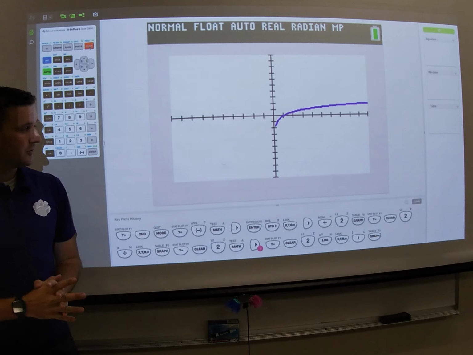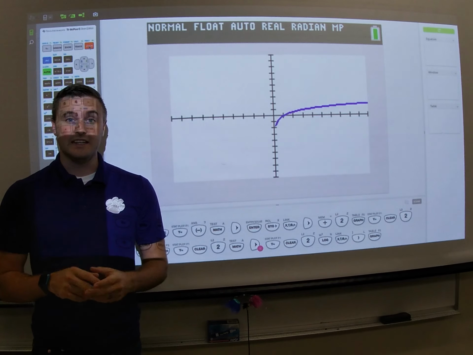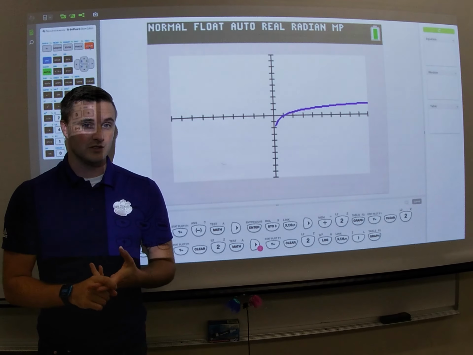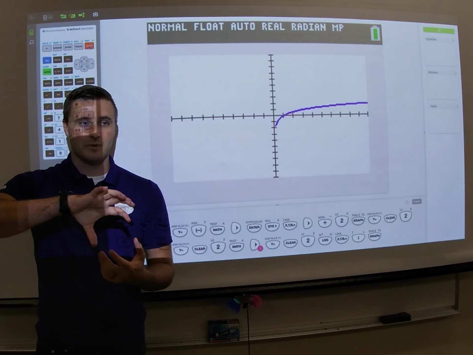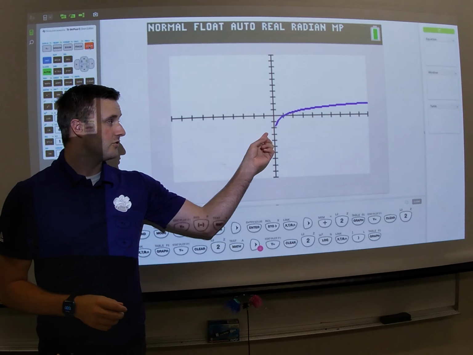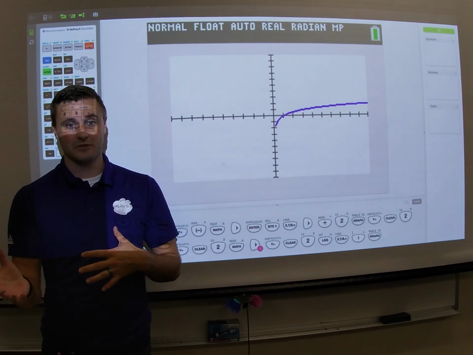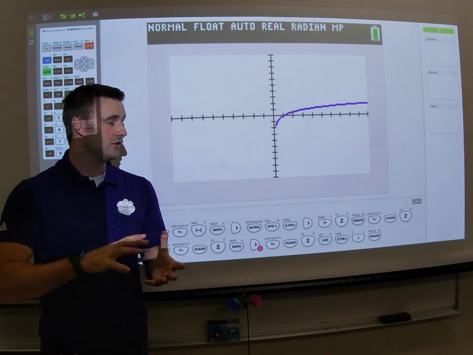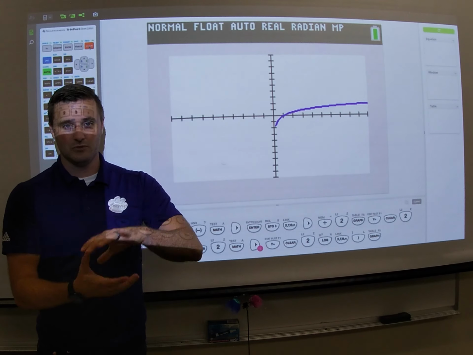So just remember, a quick refresher, that even functions reflect about the y-axis. Odd functions, because it starts with an O, reflect about the origin, which also starts with an O. And then neither functions would be neither even nor odd. So they don't reflect over a y-axis, nor do they look the same right side up as they do upside down.